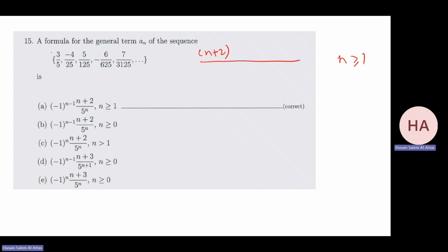But I also have a sign. I have plus, minus, plus, minus. Since I'm starting from 1, the term for 1 should be positive. So minus 1 to the power n minus 1 or n plus 1. Both will be correct. In the denominator, I have 5, 5 squared, 5 cubed, and so on. So it's 5 to the power n. So this is my answer.